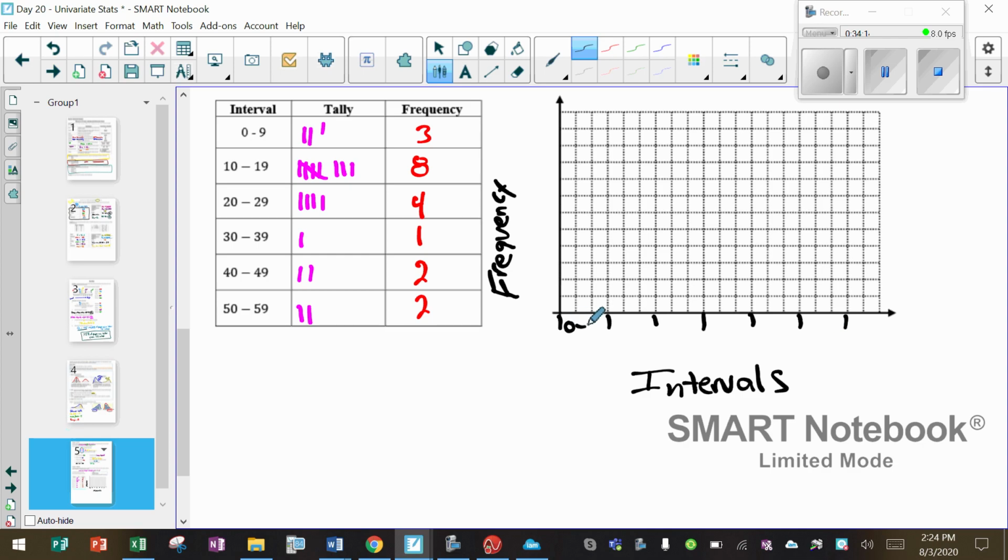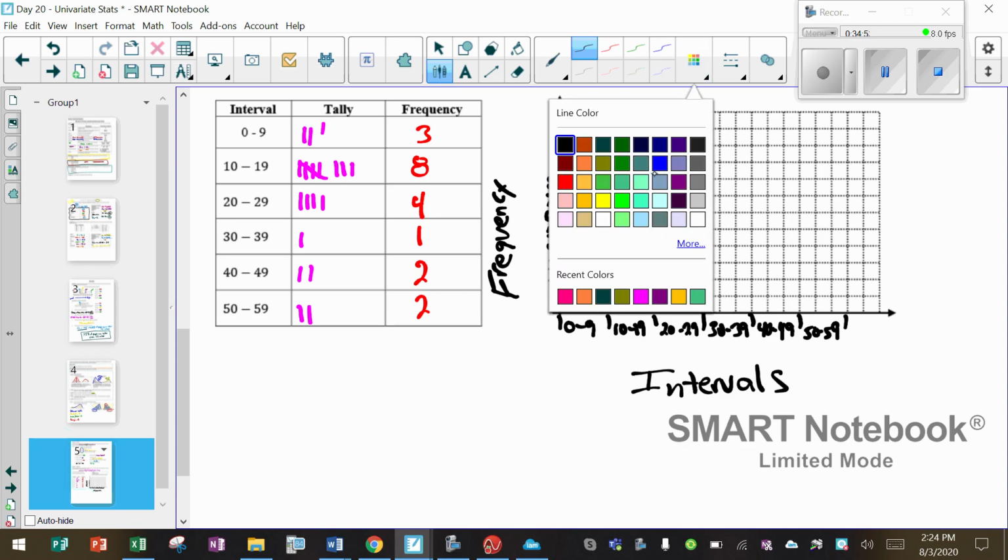The intervals are 0 to 9, 10 to 19, 20 to 29, 30 to 39, 40 to 49, and 50 to 59. And they all are the same width, and they all fit. Next, the frequency. My highest frequency is 8, so I need to make sure I can count up to 8. 1, 2, 3, 4, 5, 6, 7, 8.